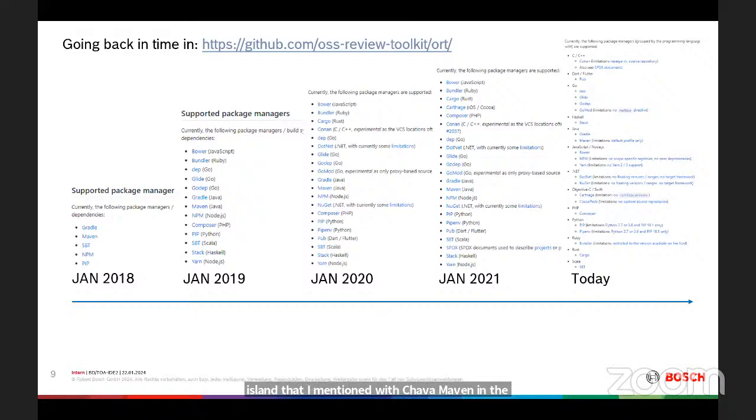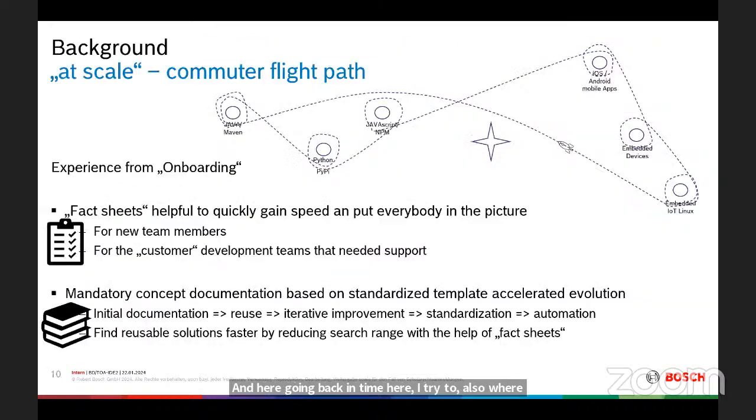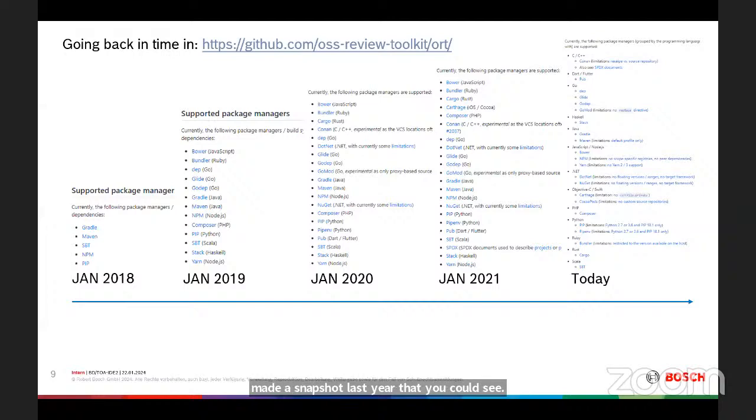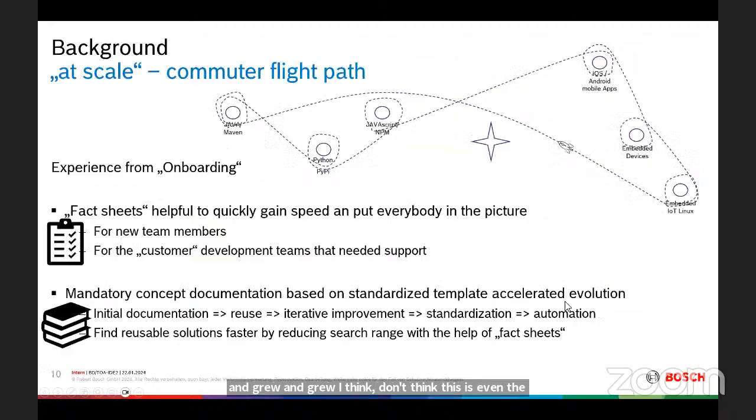And here, going back in time, I made a snapshot last year that you could see when we started. Not we started, so here technology with Sebastian, I think he's also in the line, started much earlier. So they already did a good job until January 2018 when we came in. So you can see there we had, as I already mentioned, Java Maven, Java Gradle, JavaScript NPM. And then you could see, okay, every year this grew and grew and grew. I don't think this is even the latest one because this is a screenshot from last year. But you can see we had a lot of planets visited in the meantime.